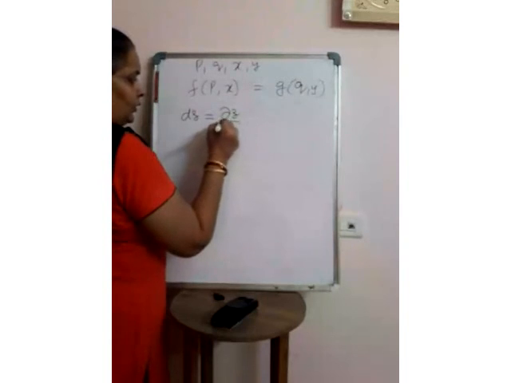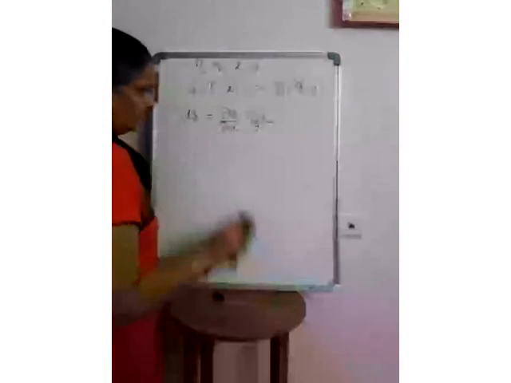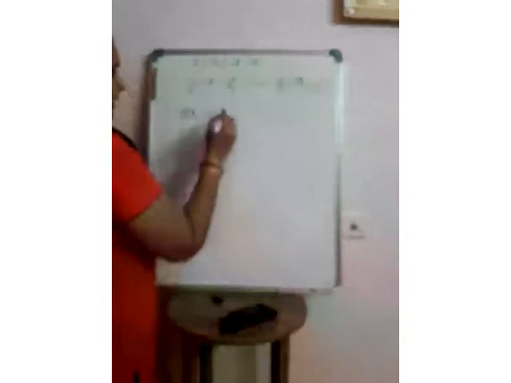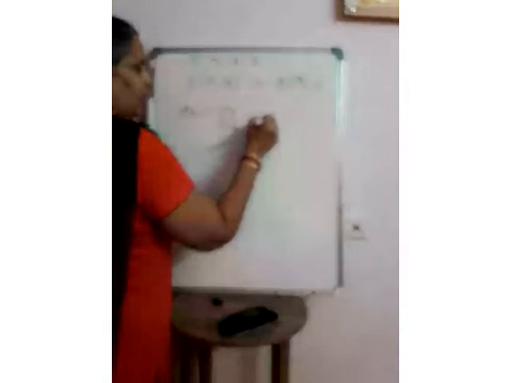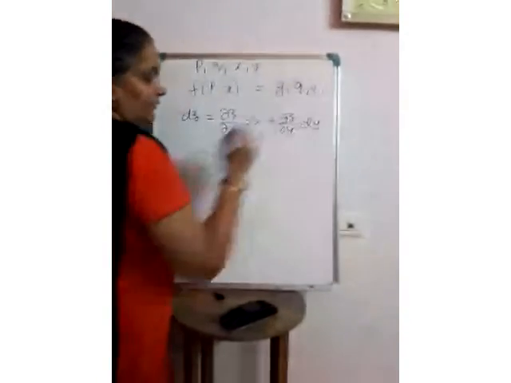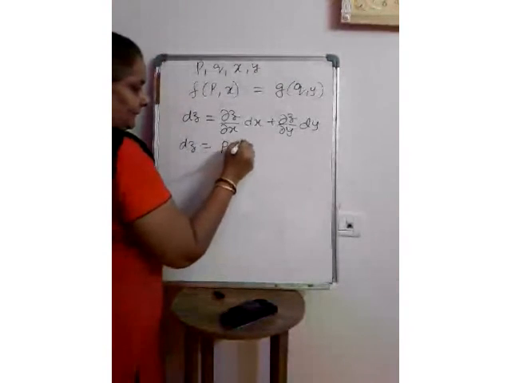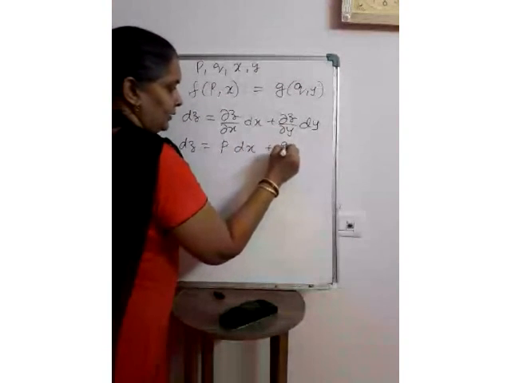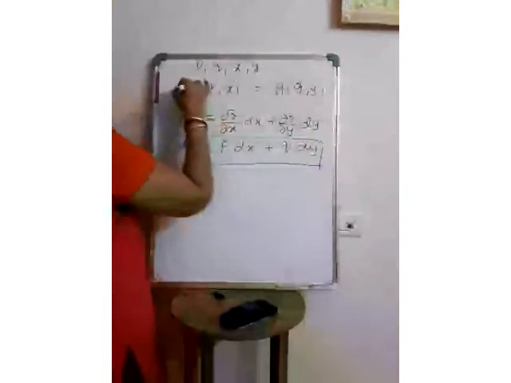∂z/∂u into ∂u/∂x. I'll write down the total derivative dz form: ∂z/∂x dx plus ∂z/∂y dy. This is the total derivative we have written. And we know ∂z/∂x is p and the value of ∂z/∂y is q. We use this concept to solve this equation here.